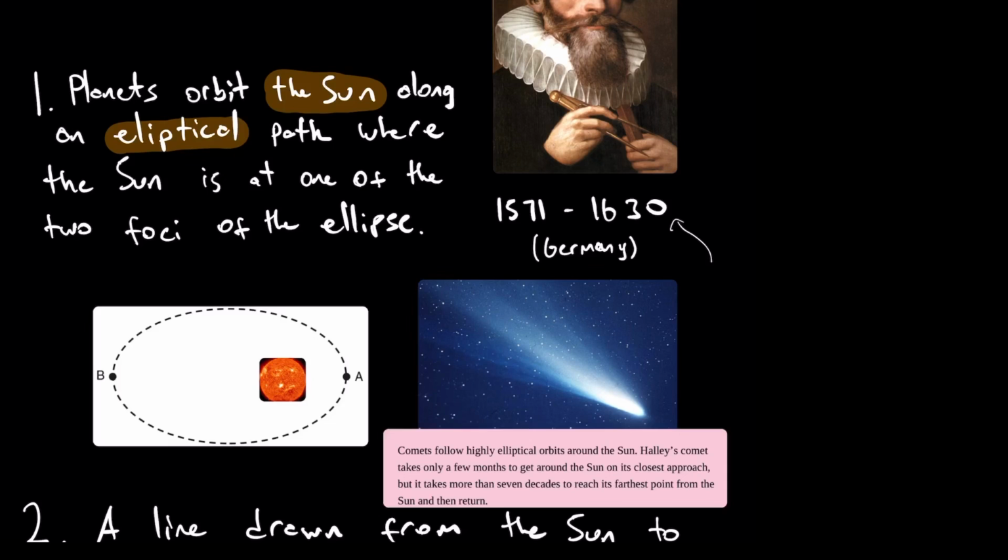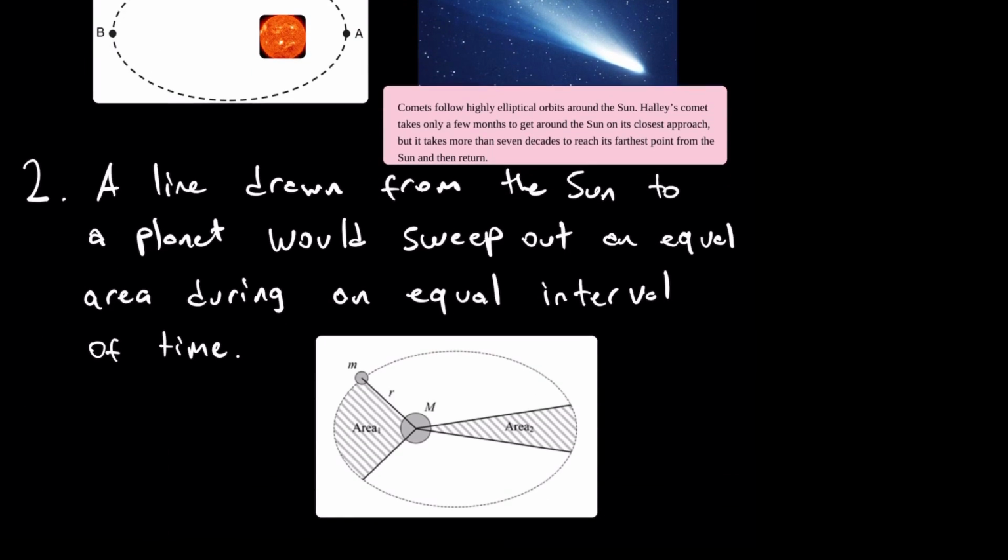This is the shape of an ellipse, kind of like an egg, and it has two focus points, so two foci for plural. The second law is that a line drawn from the sun to a planet would sweep out an equal area during an equal interval of time. As represented here, if we take the time, the area is going to be the same, because this is a property of an ellipse, and this also gives us an idea about the speed of the object.